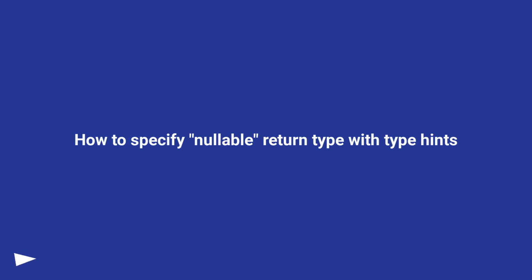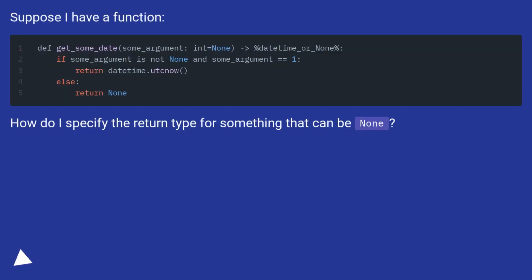How to specify nullable return type with type hints. Suppose I have a function. How do I specify the return type for something that can be None?